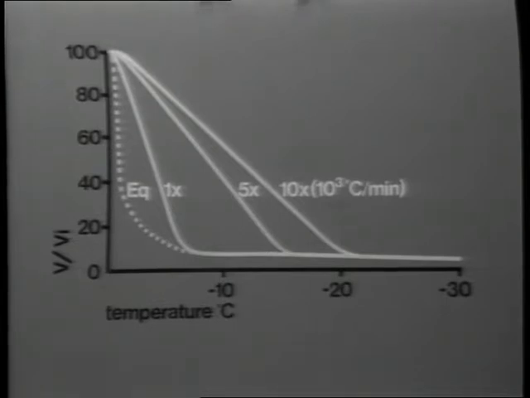If the cells were able to remain in equilibrium, they would follow the dotted line. But obviously, as they are cooled more and more rapidly, and here we have graphs for 1, 5 and 10,000 degrees per minute, as the cooling rate is increased, so they are progressively less able to maintain thermodynamic equilibrium and in fact contain significant amounts of intracellular water and are therefore liable to freeze internally.